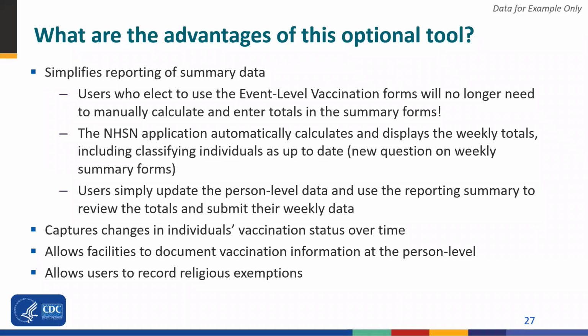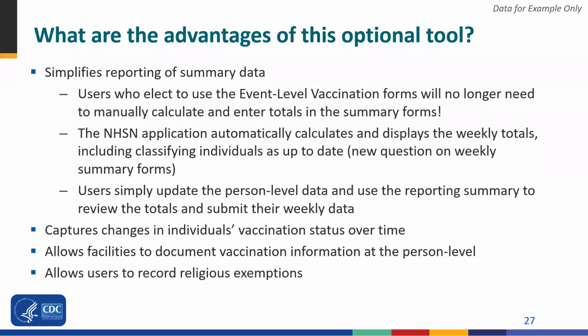Whereas people who use the EventLevel or PersonLevel forms will have the NHSN application automatically calculating and displaying the weekly totals for you. And this includes classifying individuals as up to date, which is the new question on the weekly summary forms. Users simply need to update and maintain the PersonLevel information. And at least once a week, you click View Reporting Summary and Submit to select the most recent week, review the totals, and submit the weekly data. In addition, this tool is really great because it captures changes in individuals' vaccination status over time.